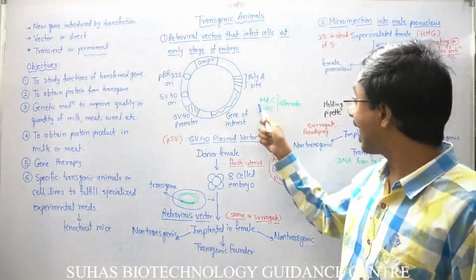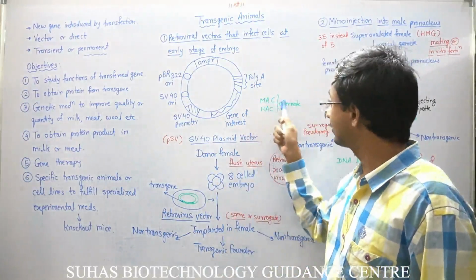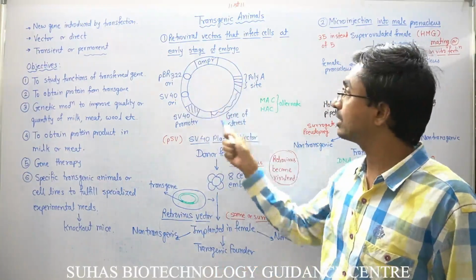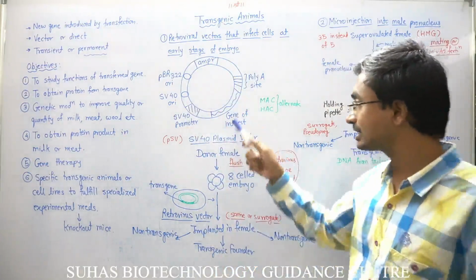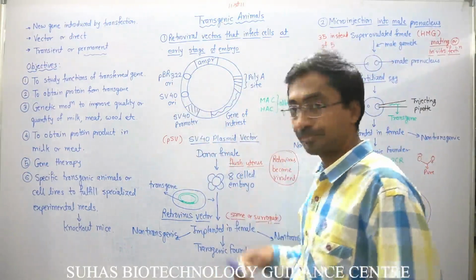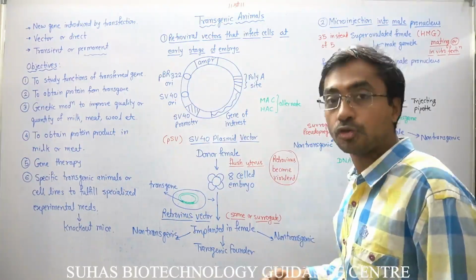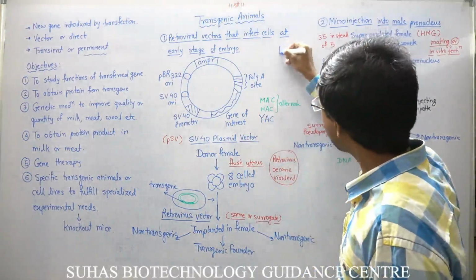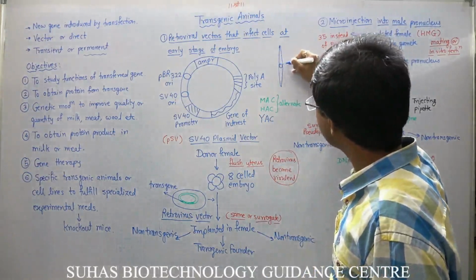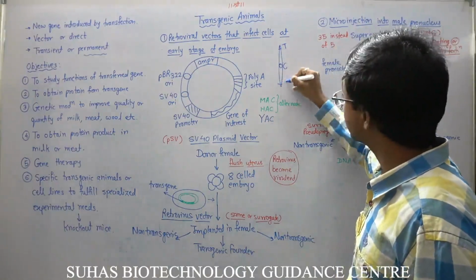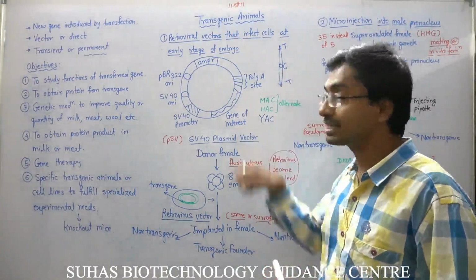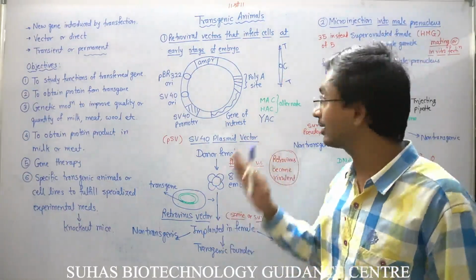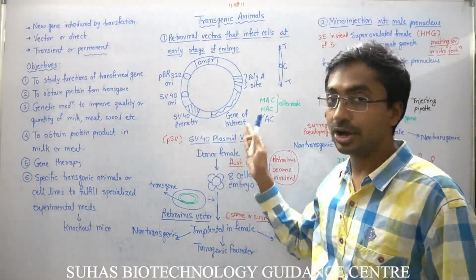Nowadays, MAC or HAC, that is mammalian artificial chromosome or human artificial chromosome, are also used instead of this retroviral vector, because after all it is having retroviral origin. Even YAC, that is yeast artificial chromosome, can also be used. In them we have centromeric as well as telomeric regions, and that's why they are more stable in eukaryotes. So such vectors are also available, and nowadays they are an alternate strategy to retroviral vectors.